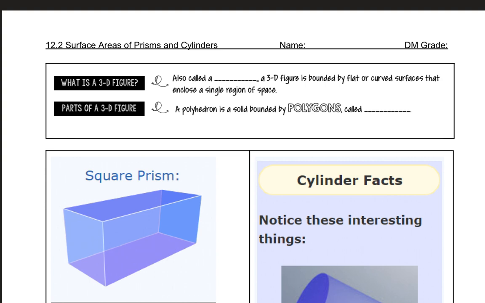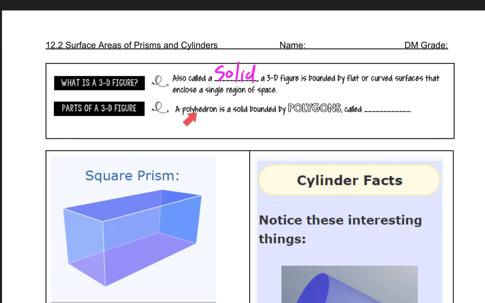All right, so we're going to talk about first what's a 3D figure. Okay, a 3D figure is also called a solid. And a 3D figure is bound by flat or curved surfaces that enclose a single region of space. So they're enclosed by flat or curved surfaces, right? That enclose a single region of space.